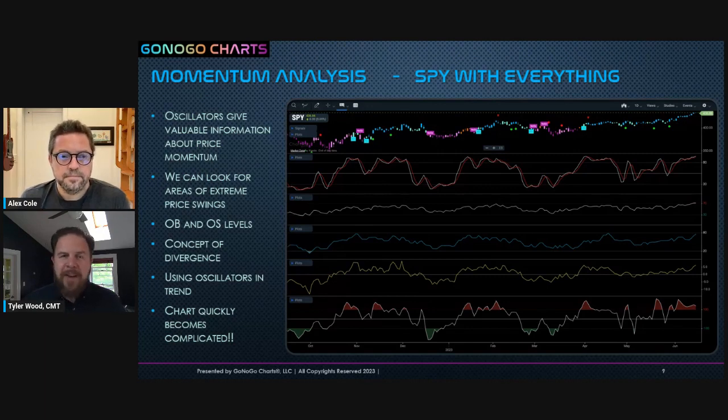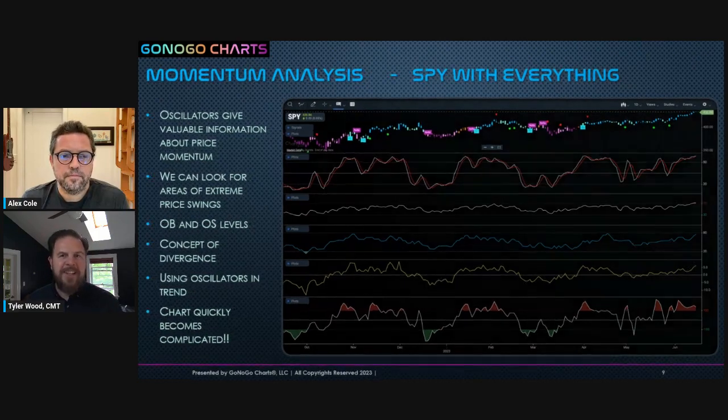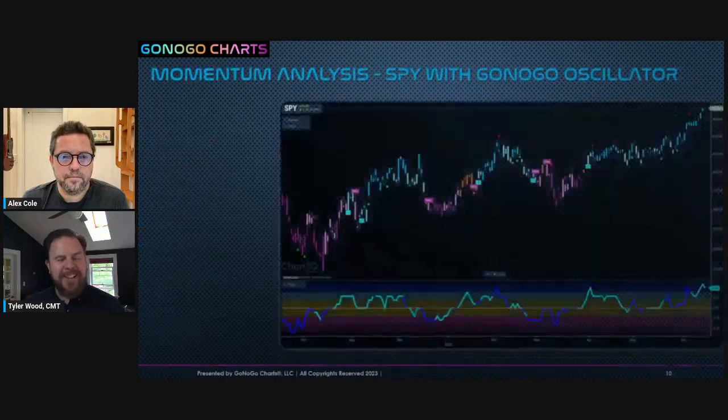That work is invaluable. But the concept of GoNoGo Charts is that we want to capture all of the information, but handle the heavy computation in the back end, so that we can simplify our data visualization and declutter our charts to avoid that analysis paralysis, that subjectivity that many critics of technical analysis point out.